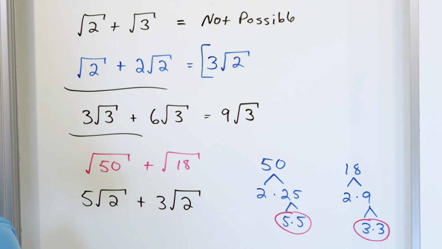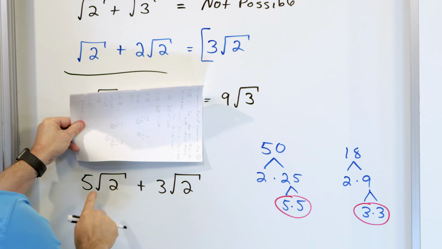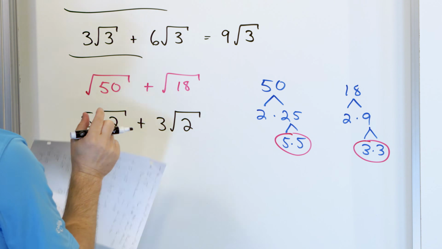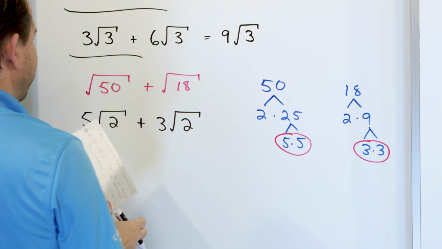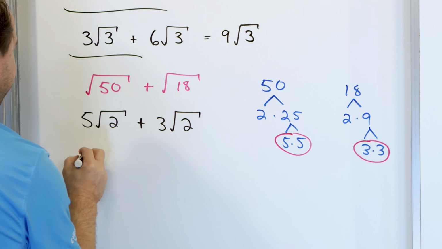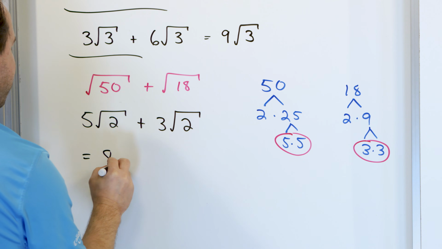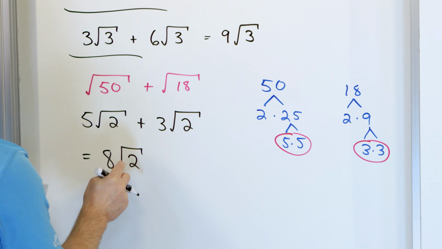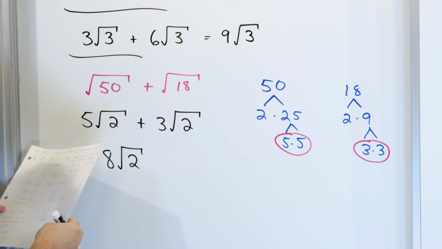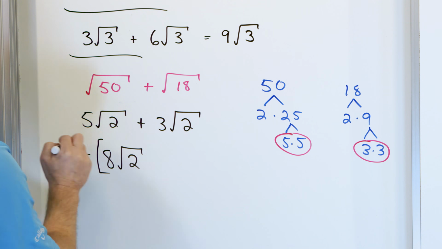Now look what you have. If I cover this up and I just give you this problem, you know how to handle that because the square root of 2 matches the square root of 2. We just now add the coefficients. How many of them do you have? You have 8 of them. 8 of what? Well, 8 of these things that we're calling a square root of 2, which is just a number. So we'll just circle that.